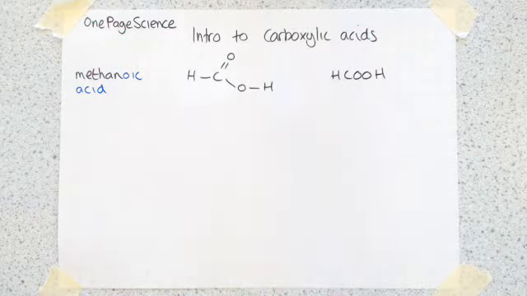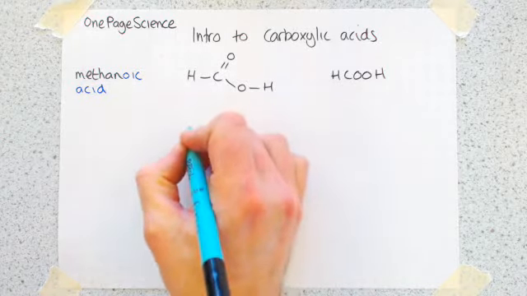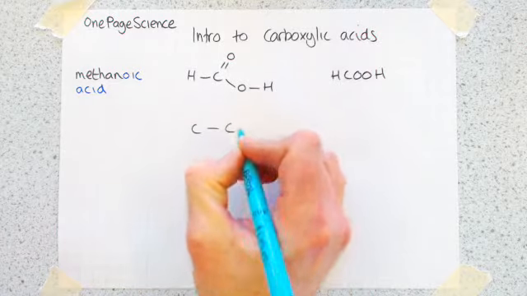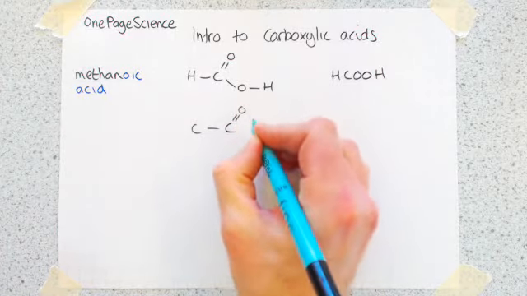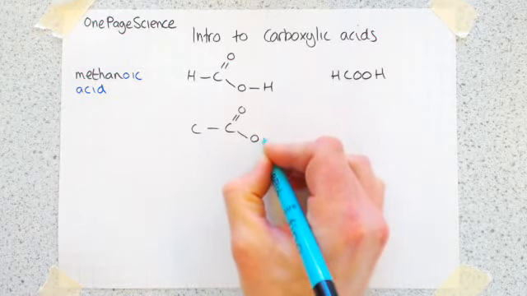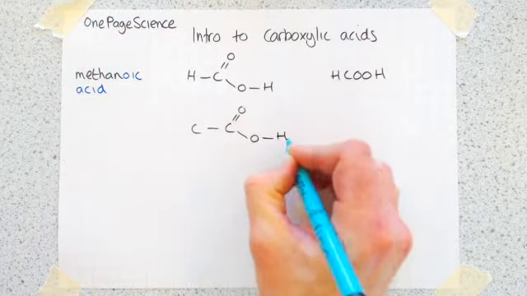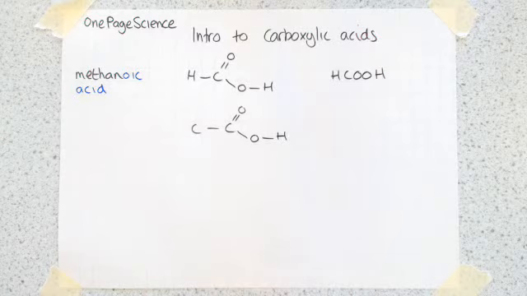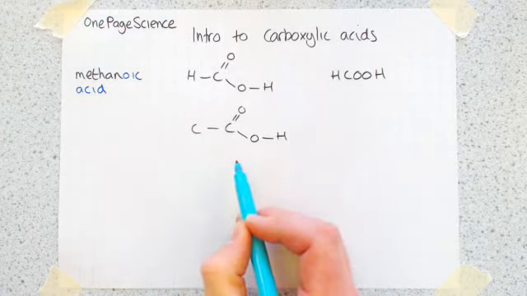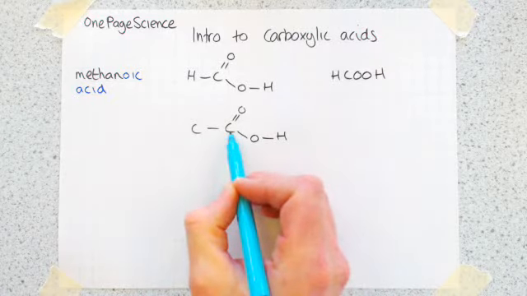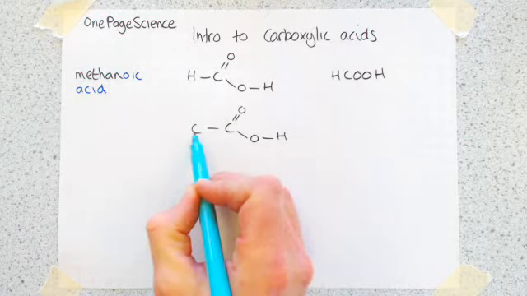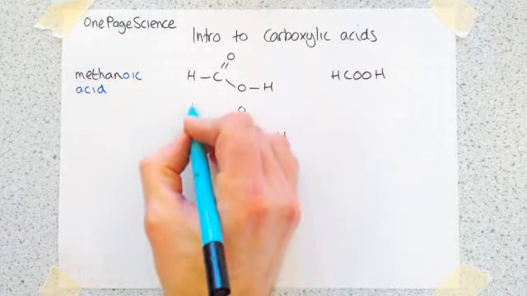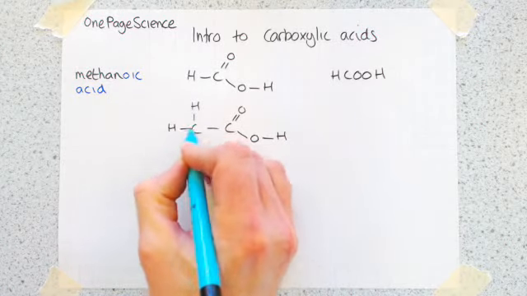Okay, so now we can move on to the next one up. So 2 carbons. Okay, so 1 carbon, 2 carbons. Okay, and then on the second carbon, a double bond to an oxygen, single bond to another oxygen, and a single bond to a hydrogen. Okay, we've then got to make sure all the carbons have got 4 bonds. This carbon here has got 4, 1, 2, 3, 4, so we don't do anything to that one. This carbon here has got 1 bond, so it needs 3 more hydrogens.